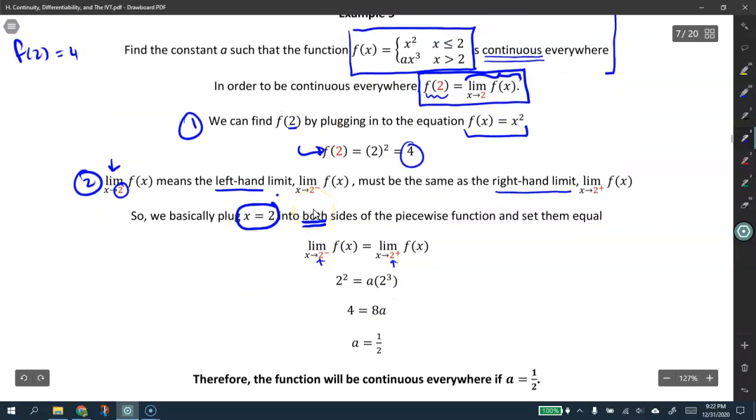When we plug it into the left-hand side, it becomes 2 squared as it was before. And when we plug it into the right-hand side, notice the right-hand side said f of x is equal to ax cubed. So when we plug in 2, that simply becomes a times 2 cubed, which is simply 8a. And that's what you're looking at right over here. So there's the 8a. And if you solve this, you end up with a value of a equal to 1/2.